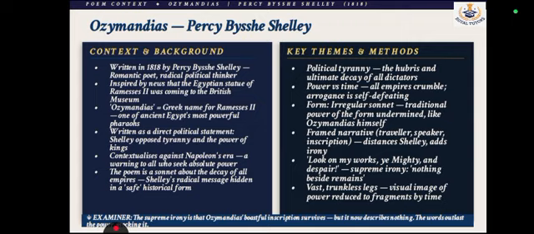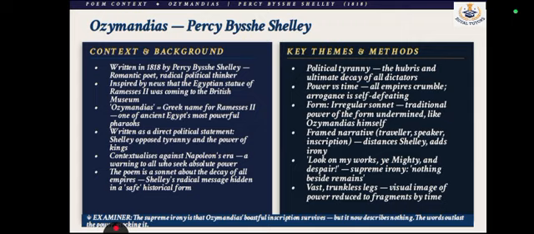Shelley opposed tyranny and the power of kings, contextualized against the Napoleon era, a warning to all who seek absolute power. The poem Ozymandias is a sonnet about the decay of all empires. Shelley's radical message hidden in a safe historical form.